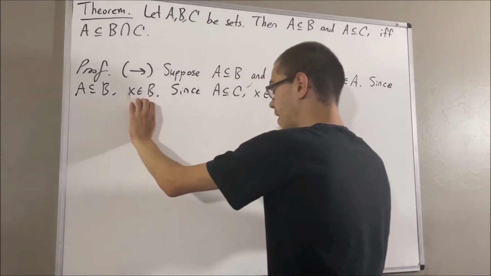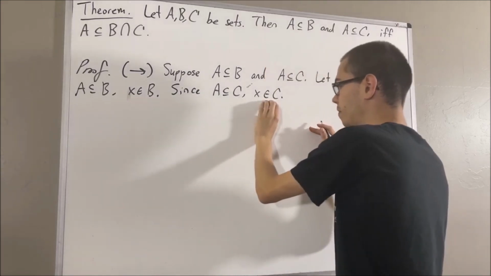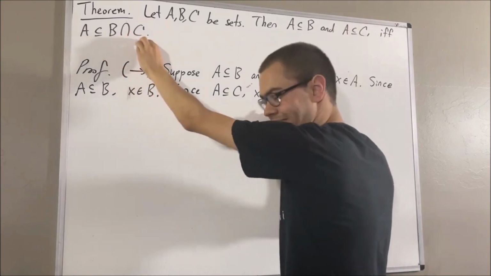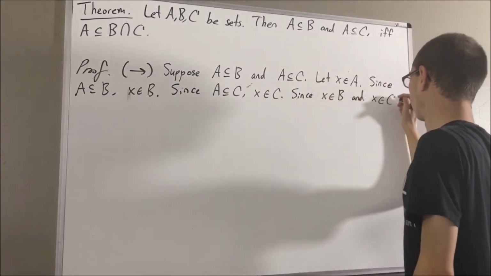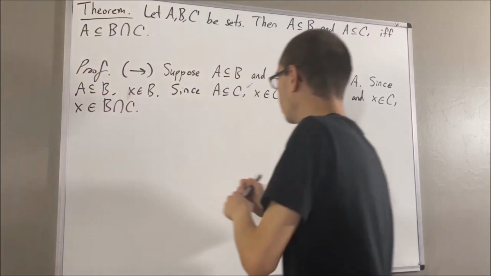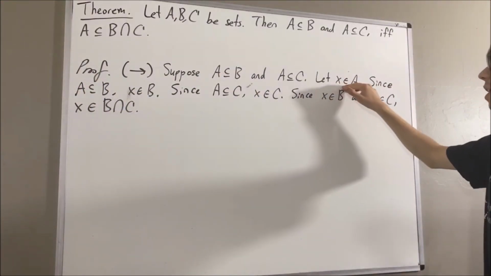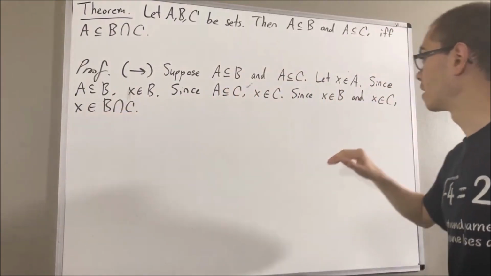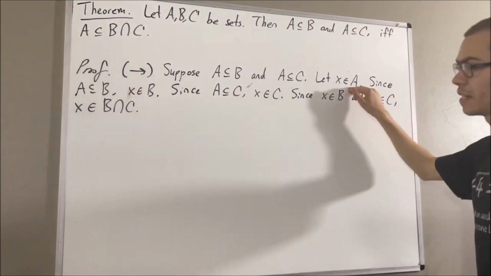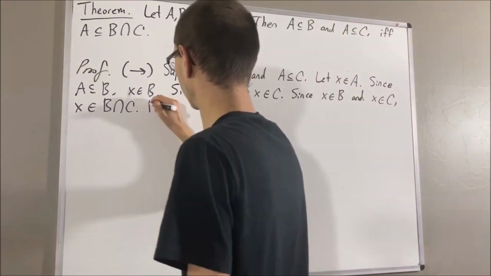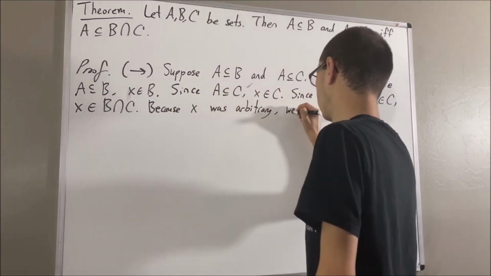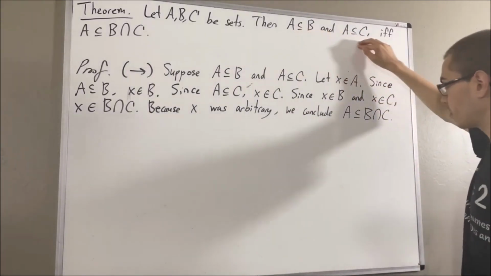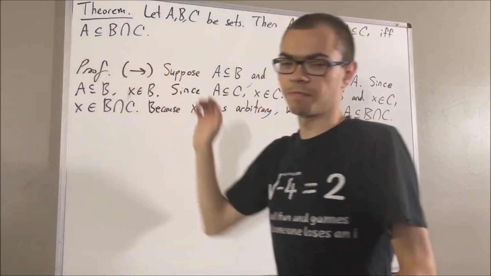So we see that X is an element of B, and X is an element of C. So these two facts tell us that X must lie in B and C. So putting this together, we see that under the assumption X is an element of A, it follows that X is an element of B and C. Since X was arbitrary, this means that everything in A lies in B and C. So really, we have shown if these two things are true, then this is true.